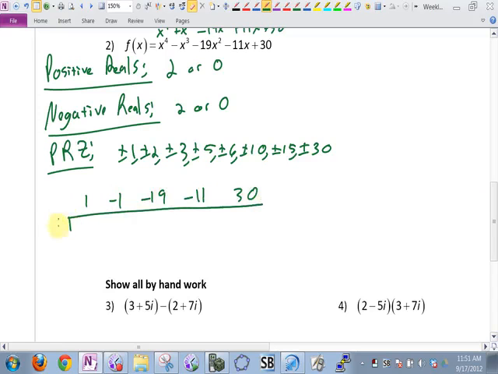Anybody remember? 1? Does 1 work? 1 and negative 1 is 0. 0, negative 19 is negative 19. Negative 19, negative 11 is negative 30. Negative 30 and 30 is, in fact, 0. Nice.